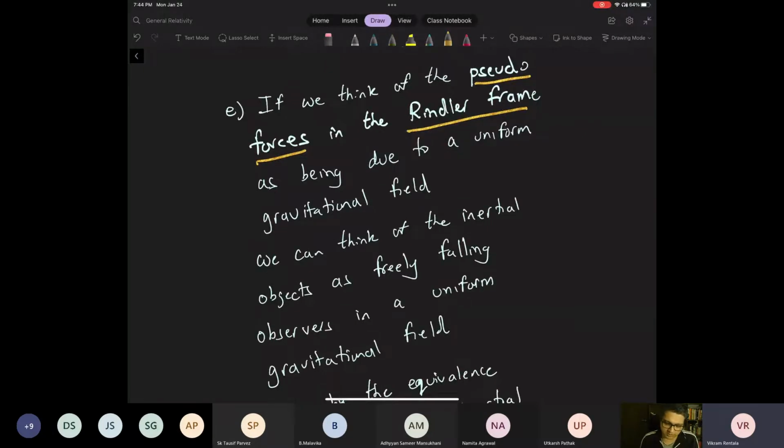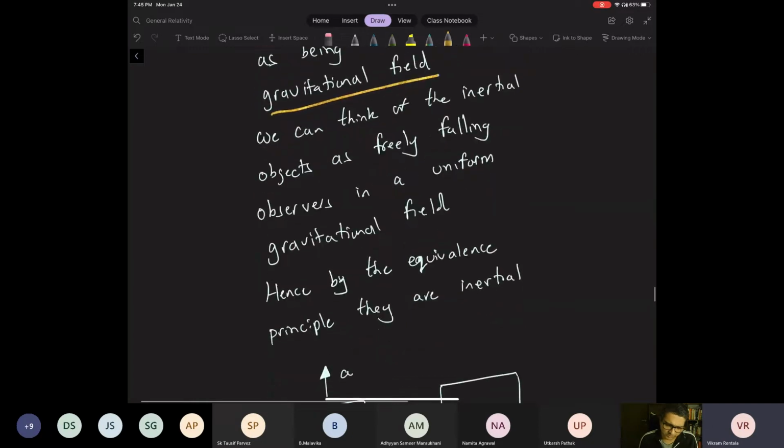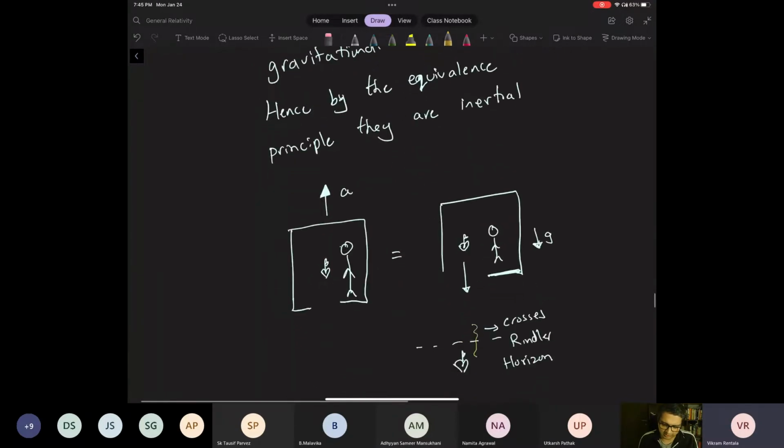You can think of these pseudo forces as being kind of like the pseudo forces due to a uniform gravitational field, because as we discussed, the Rindler observers are as close as you can get to uniform acceleration. So in special relativity, the pseudo forces that an inertial observer feels, as seen in this accelerated reference frame, are very much like a uniform gravitational field. That's exactly what you'd call a uniform gravitational field. So you can think of the inertial objects as freely falling observers in a uniform gravitational field. Let's see what that means.